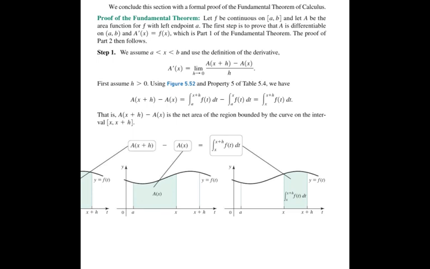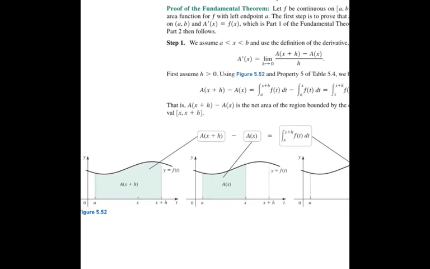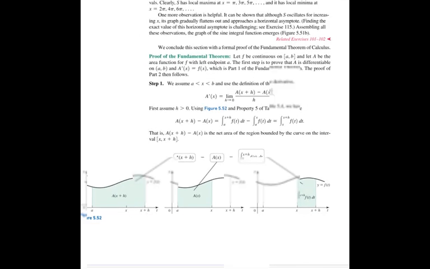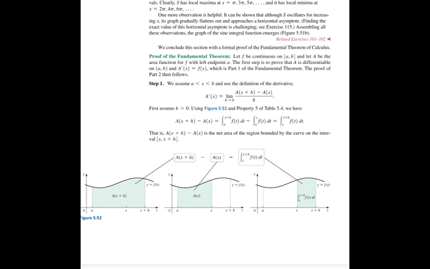Okay, so in a graphical sense, this minus this, so if we're saying from here to here minus from here to here, what we're going to be left with is from here to here, which is just h. This goes from x to x plus h right here. So the integral from x to x plus h of f of t dt. This expression is the net area of the region bound by the curve from x to x plus h.